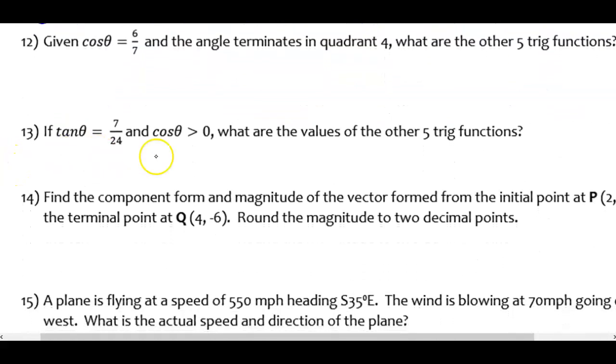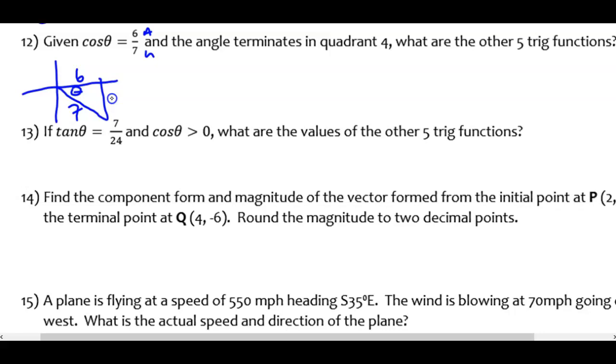Alright, number 12. Given cosine is 6 over 7 and the angle terminates in quadrant 4, what are the other 5 trig functions? This is exactly like problem 8 when we did it. We know this one is in quadrant 4. There's theta. So listen, cosine is adjacent over hypotenuse. So adjacent would be 6. That's 7. We're going to use the Pythagorean theorem to find this.